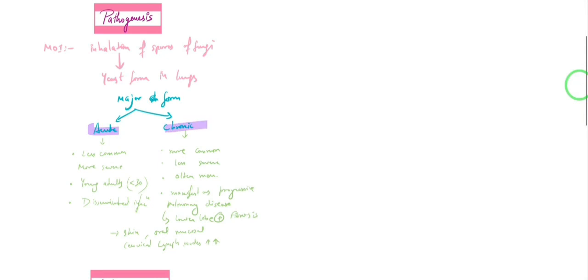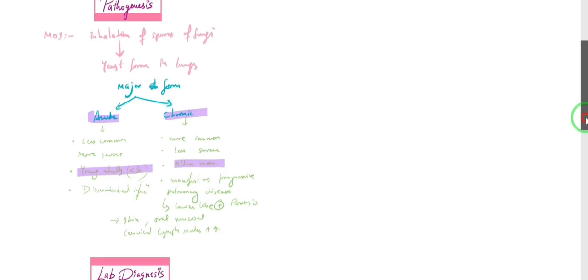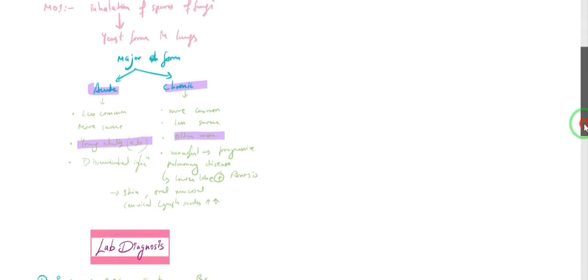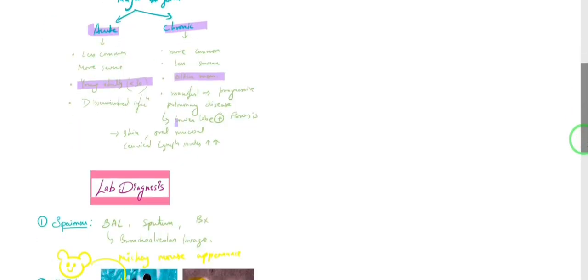The acute one is less common but more severe. The chronic one is more common but less severe. Right, the acute form is seen in young adults less than 30 years of age, while the chronic form is seen in older men. The acute form will be a disseminated infection involving a lot of your visceral organs, while the chronic form will manifest as a progressive pulmonary disease involving your lower lobe, and there will be presence of fibrosis. Some other skin and oral mucosal lesions and cervical lymphadenopathy can also be seen in this infection.